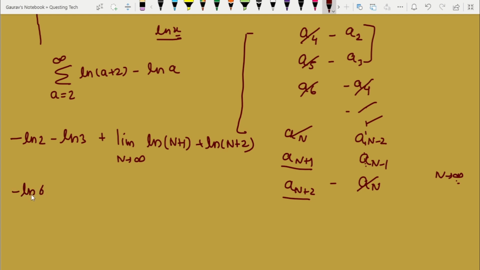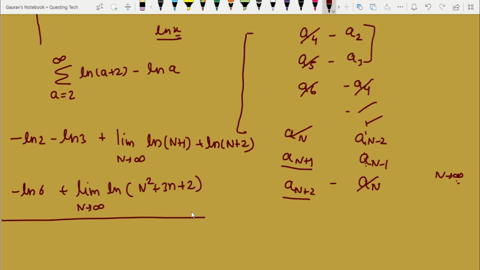6 we can say, or not? Yes, can we say this? Yes, sure, we can say. Plus limit n tending to infinity ln of (n square plus 3n plus 2). Okay, so this is the expression we are going to get. Simple.